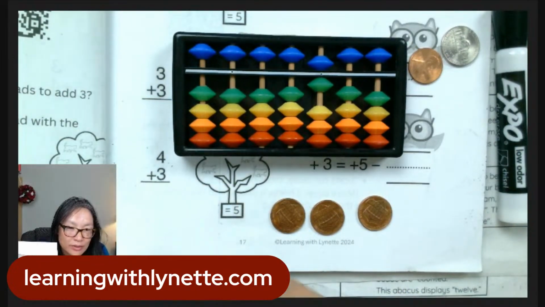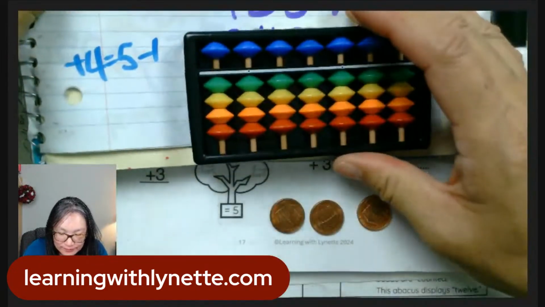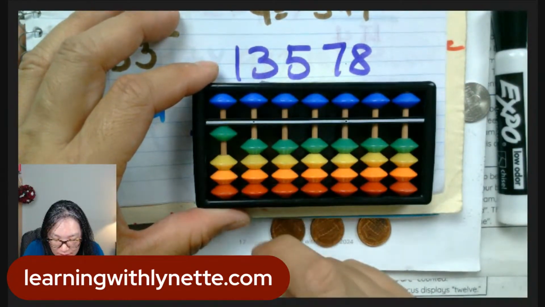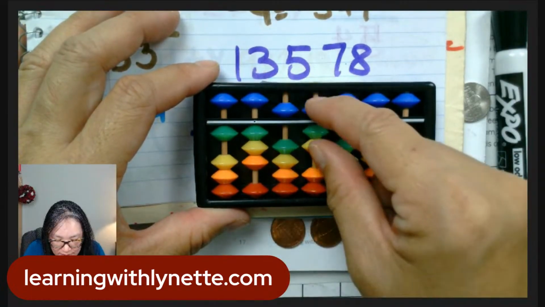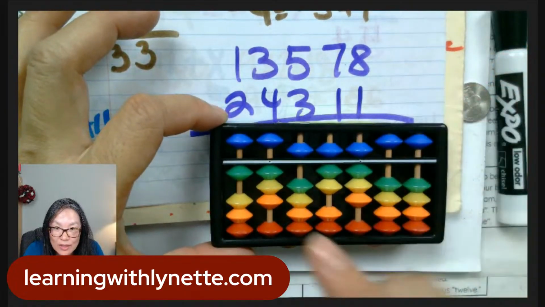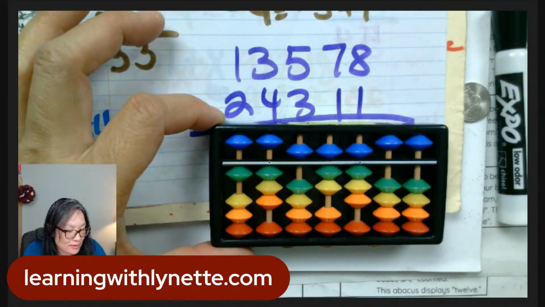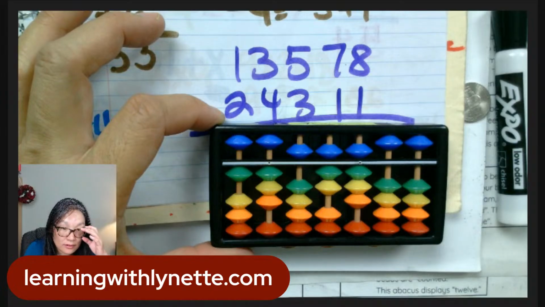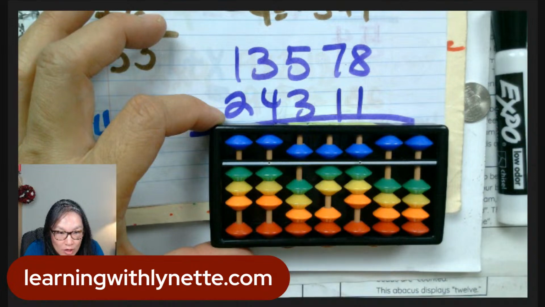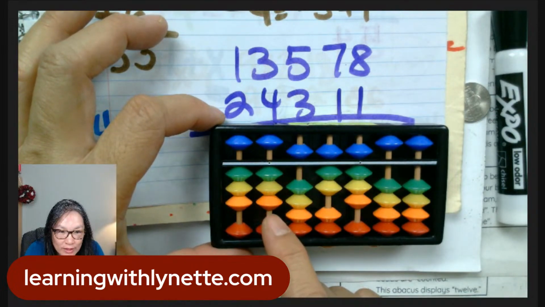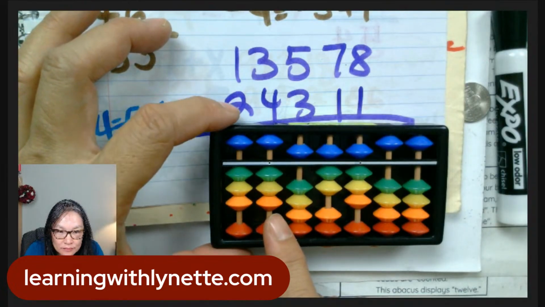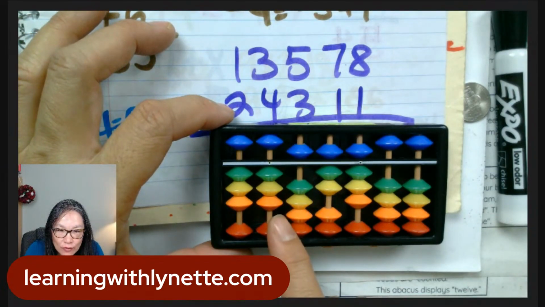We can do better than double digits. We'll do this one. That's a lot of digits, but you'll see: 1, 3, 5, 7, 8. Then the next number is 2. Can I add 2 beads? So I'm going to add my 2 beads. I need to add 4 here. Can I add 4? No, I cannot add 4. What do I do to add the 4 in this column? How do I add the 4 here?